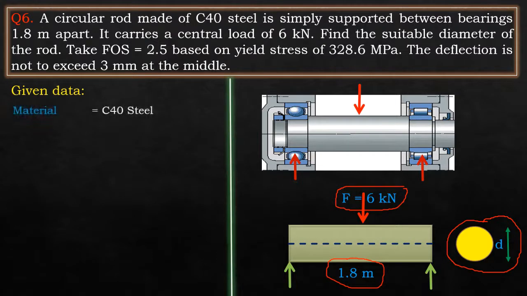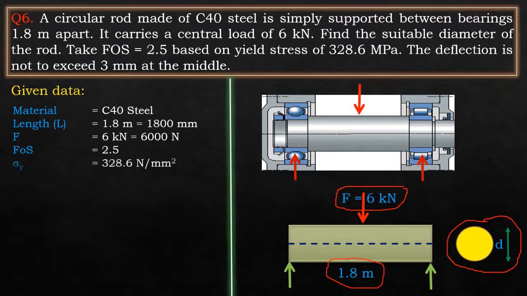The material of the beam is given as C40 steel. The length is given as 1800 mm. The load is 6 kilonewtons, which amounts to 6000 newtons. The factor of safety is 2.5. The yield stress is 328.6 megapascals, and the maximum deflection it can withstand is 3 mm. We need to find the diameter of the rod.